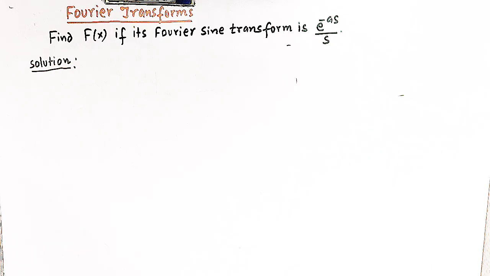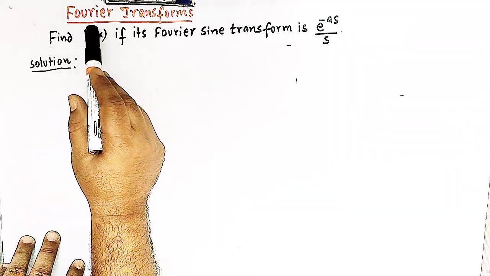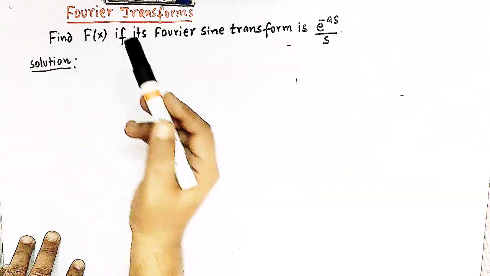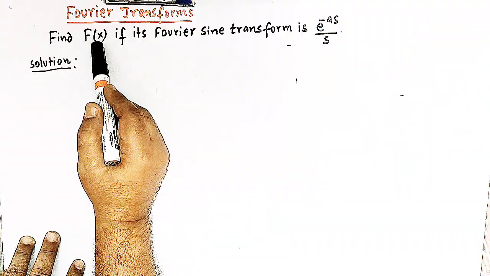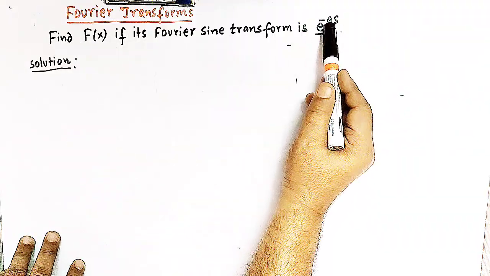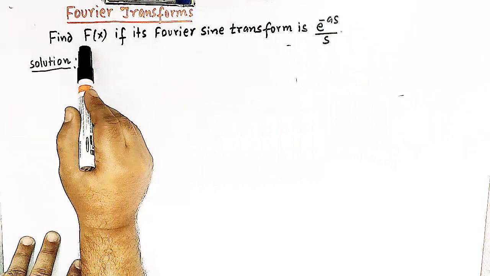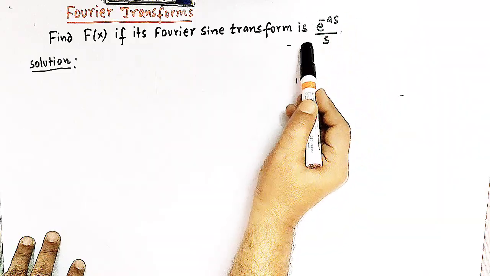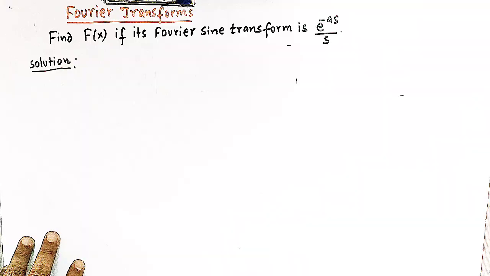Hello viewers, in today's session we are going to discuss another important and conceptual problem from Fourier transforms. In this class we are going to solve a problem where we are given a function f of x, and the Fourier sine transform of this function f of x is given as e raised to minus as divided by s. We have to find out the function f of x.